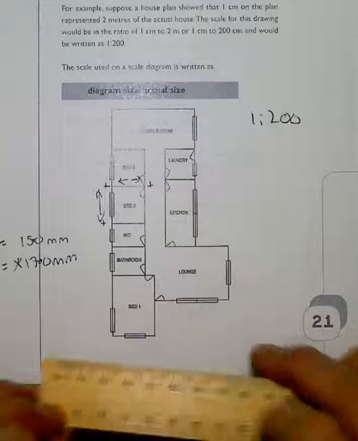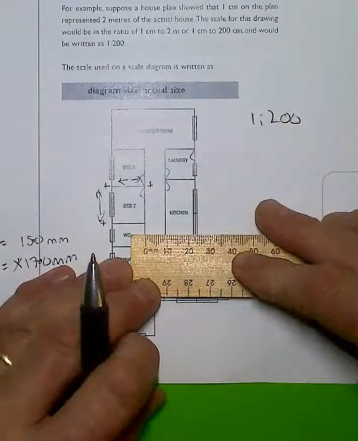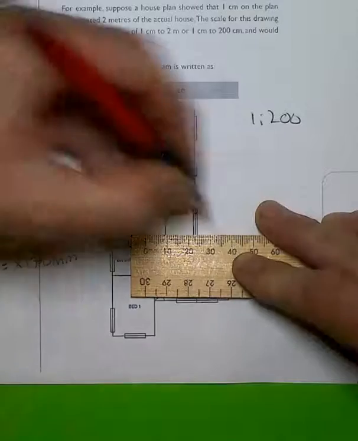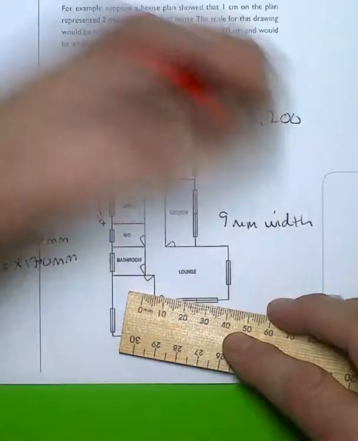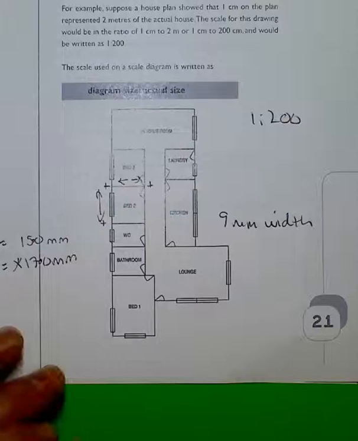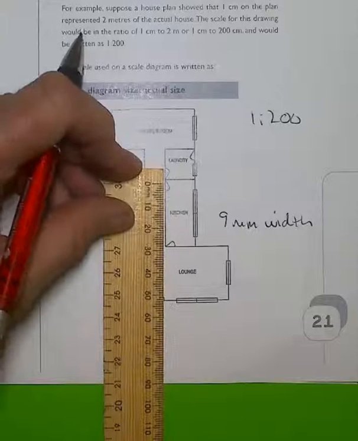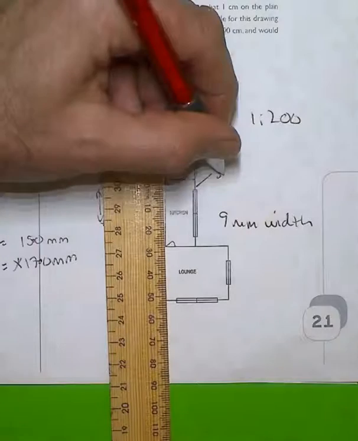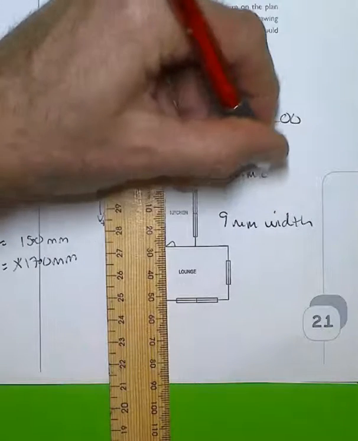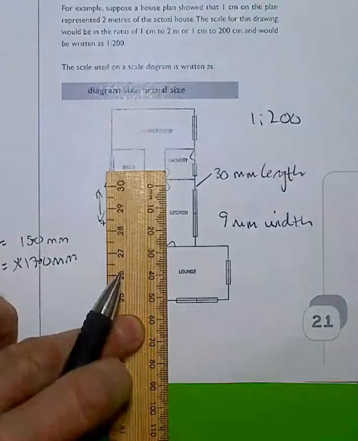The next part, I'm actually asked to measure the width of the hallway. Now this might be a little fiddly. I get 9 millimetres. And I'm then asked to measure the length of the kitchen. And I get that as 30 millimetres length. I'm just going to take those through and multiply them up.